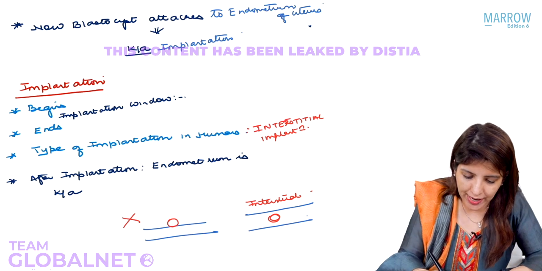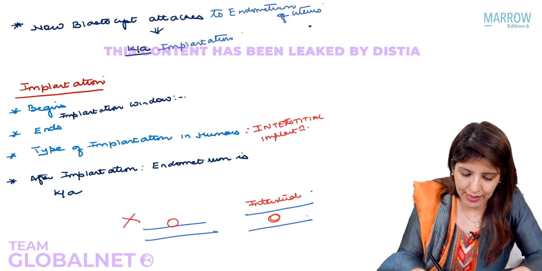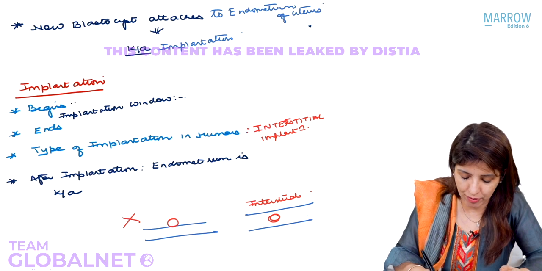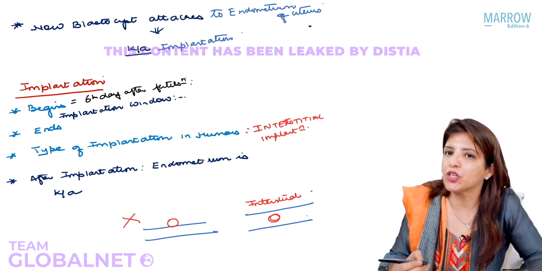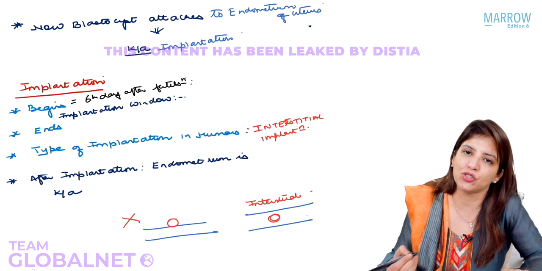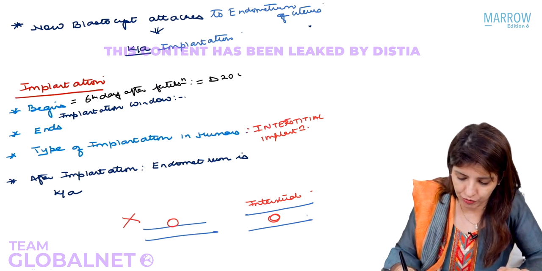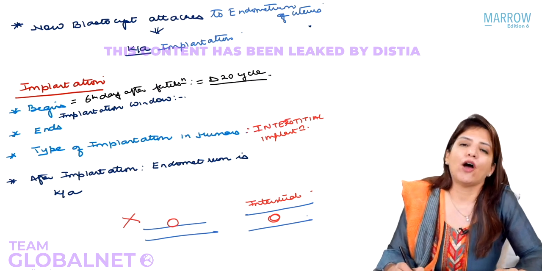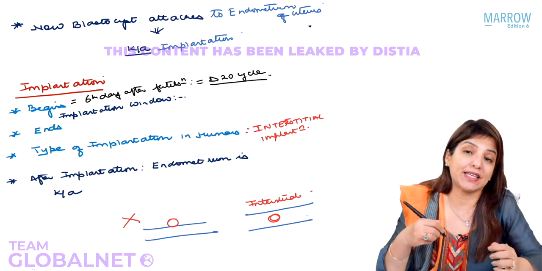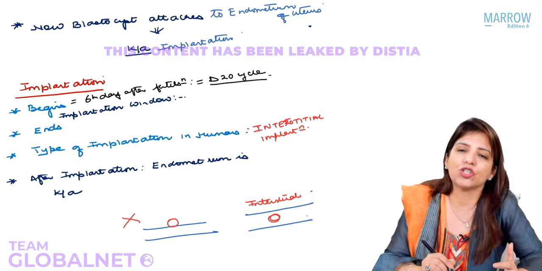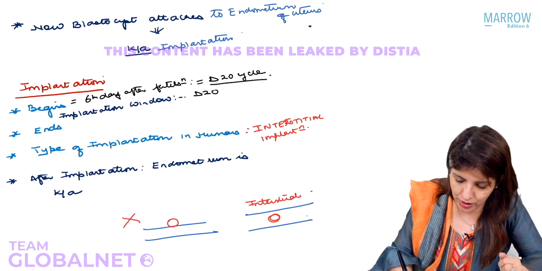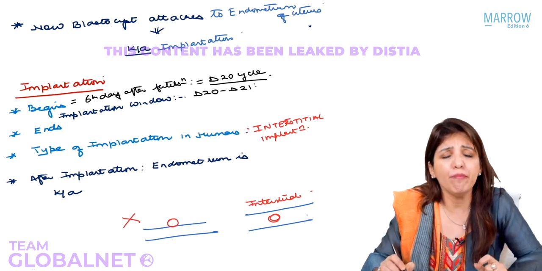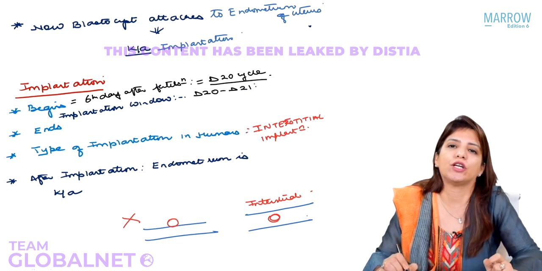So now, the next very important question is, when does implantation begin? Implantation begins on the 6th day after fertilization. 6th day after fertilization means which day of the menstrual cycle? 14 plus 6, that is 20. So day 20 of the cycle. Now that doesn't mean that implantation happens exactly on the 6th day after fertilization. There is an implantation window, and that implantation window is day 20 to day 21. So implantation happens between day 20 and day 21.